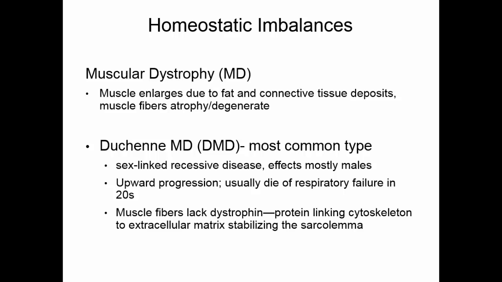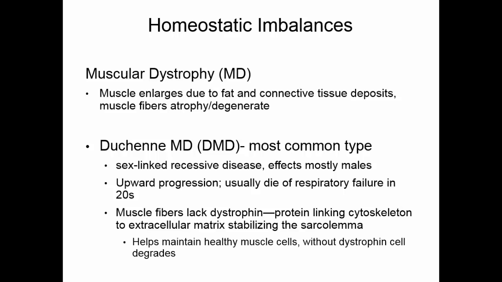Muscles lack the protein dystrophin. This is the protein that links the cytoskeleton to the extracellular matrix, stabilizing the sarcolemma. Without this protein, the muscle cannot remain healthy, and the cells begin to deteriorate and degrade.